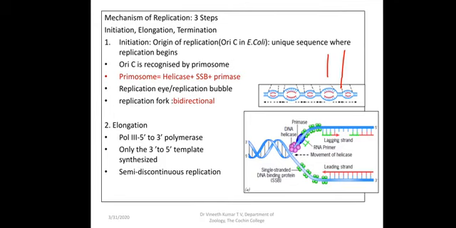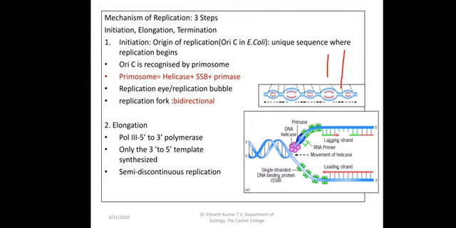Welcome back. Now we are going to discuss the mechanism of replication, which happens in three steps: initiation, elongation, and termination. Initiation is the first step in replication, and this particular process occurs at specific or unique sequences in the DNA, which is called the origin of replication.